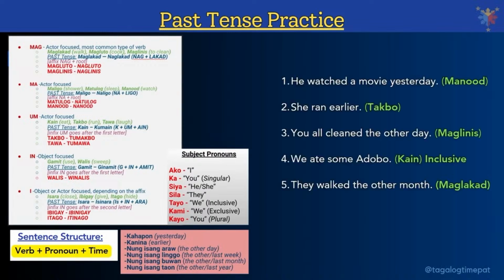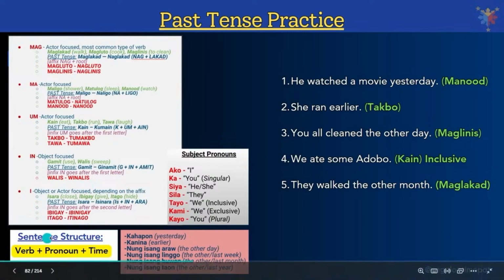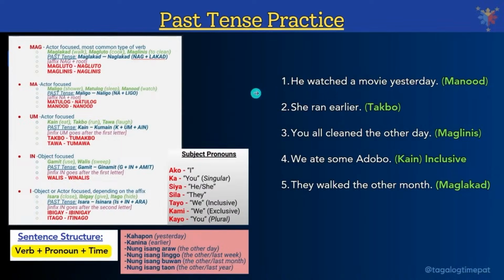Okay, now let's take a look at these examples here. So he watched a movie yesterday, and I gave you a hint. To watch is manood. So if we were going to do this together, let's review here that the sentence structure is verb plus pronoun plus time. So the verb here is manood. In the past tense, Ma-verbs, the pattern is affix na and then the root. So it becomes nanood. Then it's the pronoun siya, he.